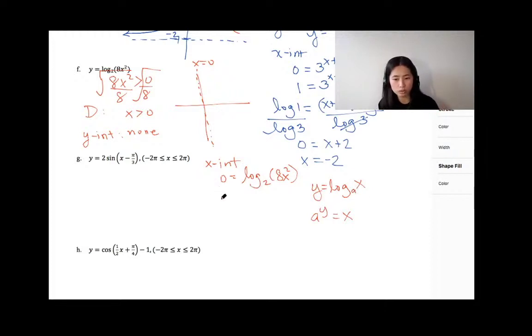So 2 raised to the power of y. So what's your y? Your y is 0, right? Therefore, if your y is 0, that becomes the exponent. So 2 raised to the power of 0, and then whatever your x is, that's 8x squared, that's going to be right here. And then you're going to drop the log. So we know that any number raised to the power of 0, right?